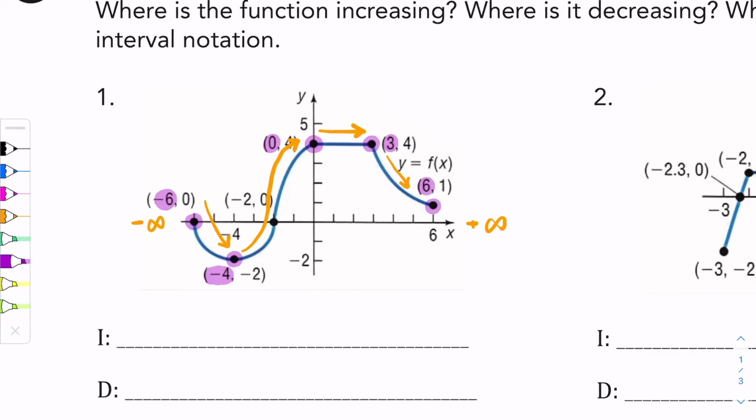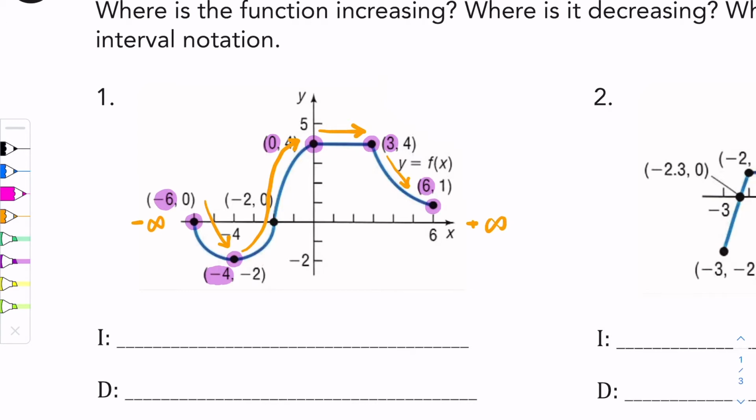Okay, quick note. Notice that I didn't mark this point. That's because that is on this interval that's increasing. A line is made up of infinitely many points, so even though that one's marked, it doesn't have any use for us in this example. It's in the middle of an increasing interval, so we do not have to worry about that point. This point is not helpful.